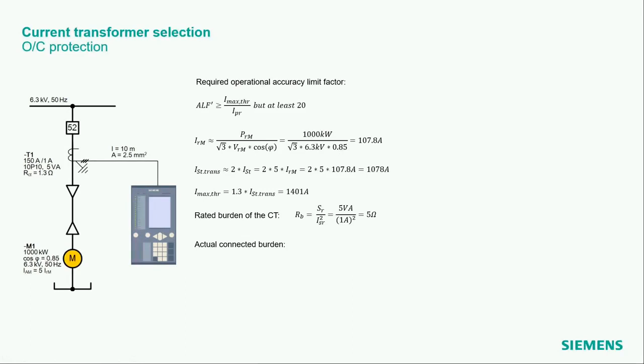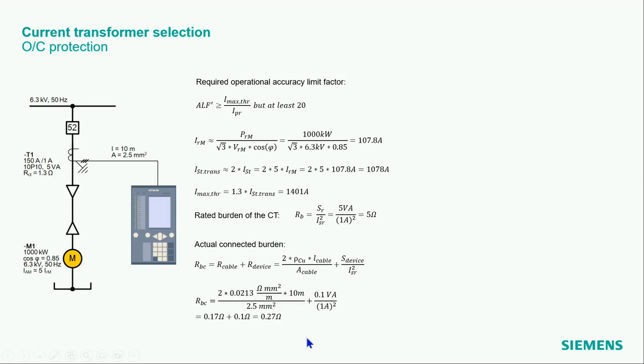Okay, the actually connected burden is this one. It's the burden of the cabling and the relay burden. So for the relay, we find this data in the manual, and for the cable, we can calculate the resistance with such a formula here. I don't go through the numbers now, but I just inserted here this copper constant, the relative resistance of the copper. The length of the cable and the cross section is there, and if you put everything together in our example, we come to this 0.27 ohms.